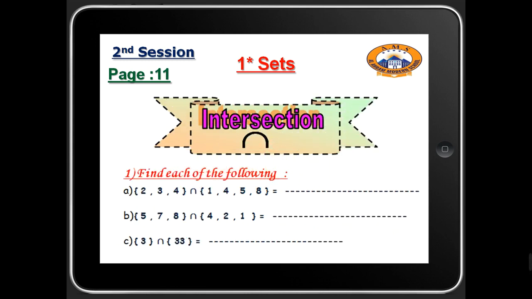So intersection simply means a common element. The element exists in the two sets as well. So here, what are the common elements? Search for the common element.